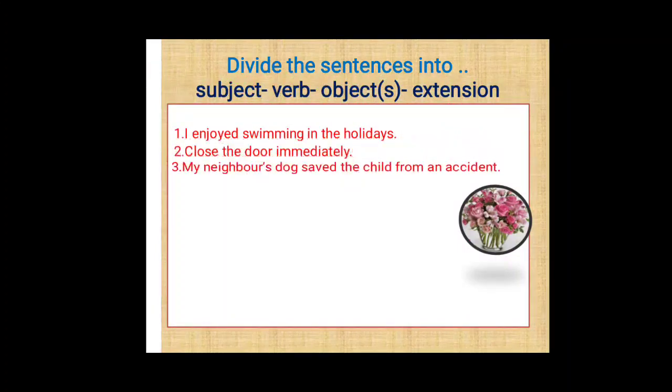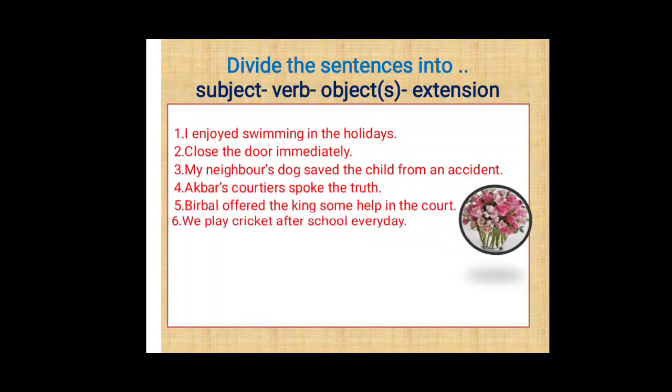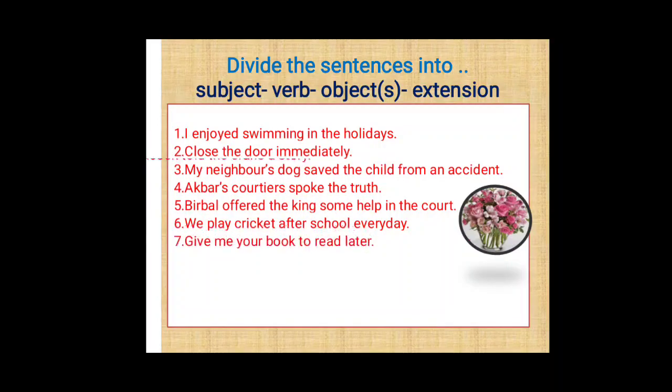So you can now have the sentences on your screen, which you could do by yourself. But I'd like to look at sentence number 4. Akbar's courtiers spoke the truth. What are we talking about? Akbar's courtiers, that's the subject. Spoke, verb, action. Spoke what? The truth. Direct object. No extension in this case. So we have many sentences coming up here. Please do this on your own in a table form so that you're able to get it more clearly in your mind.